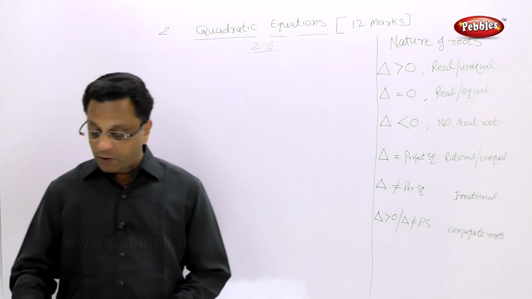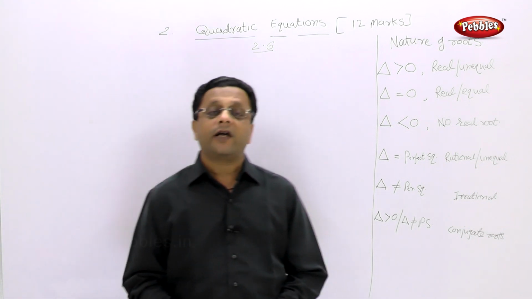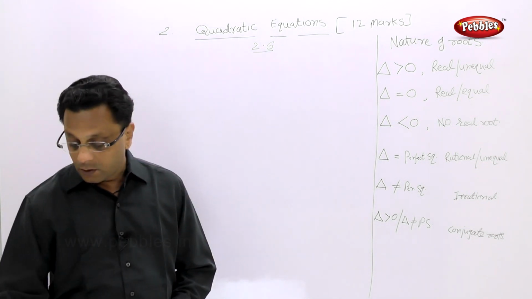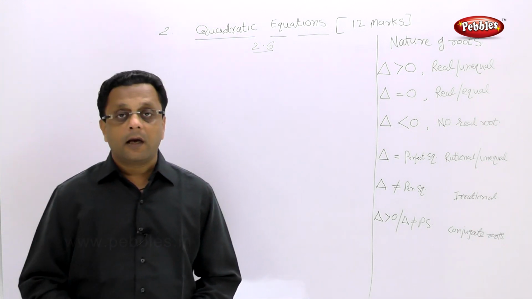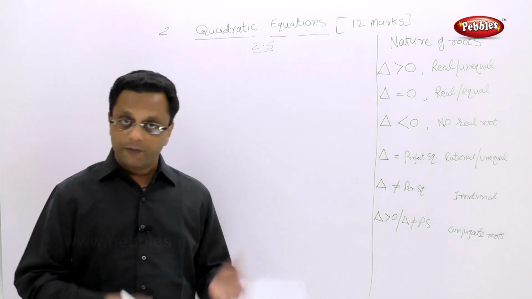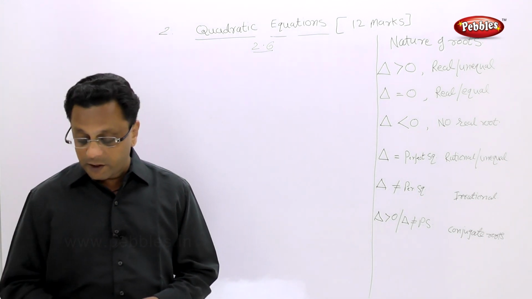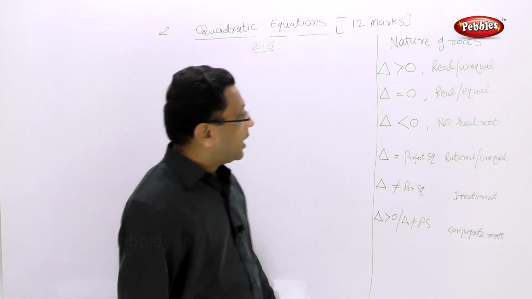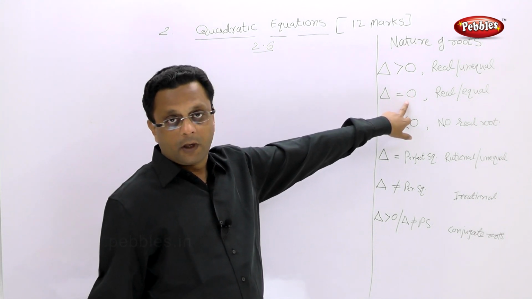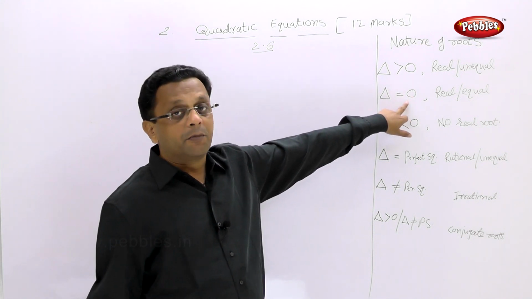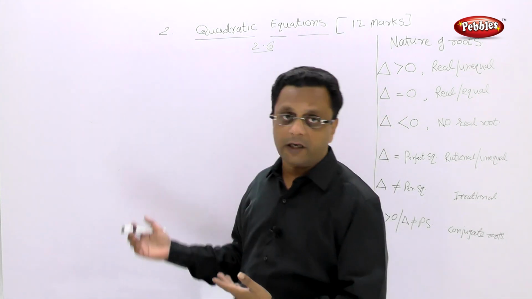Okay, let us see the next type of example from 2.6. The main question number 3 from 2.6 is: find the value of k for which the given quadratic equation has real and equal roots. They are given a few quadratic equations. They declare that these quadratic equations have real and equal roots, and we have to find the value of k. That means it is clear that discriminant is 0. We have seen this kind of example.